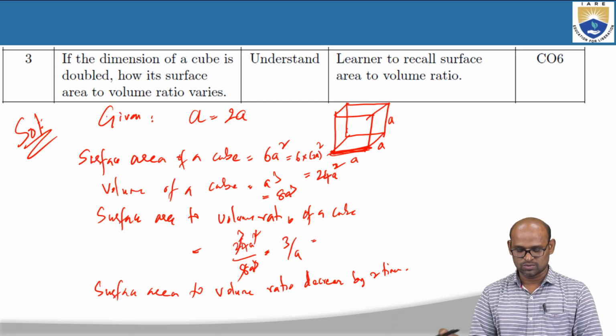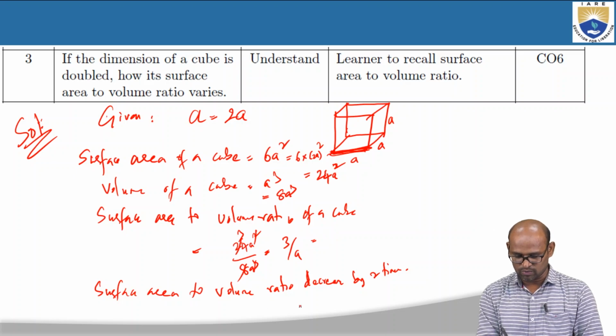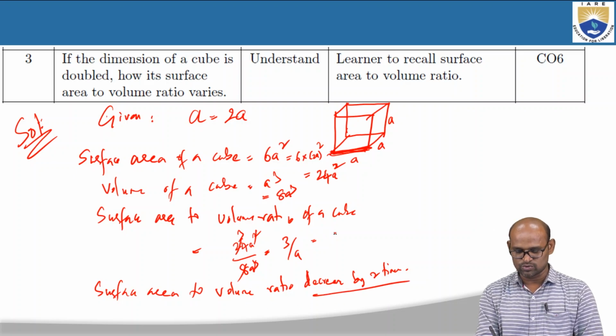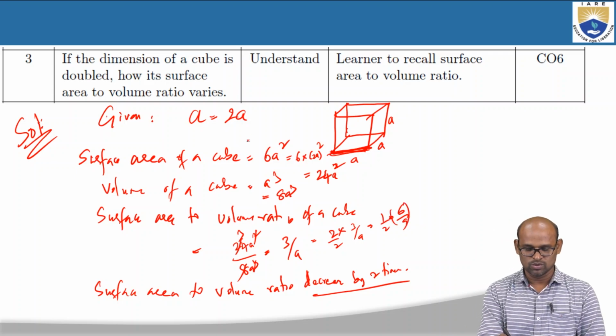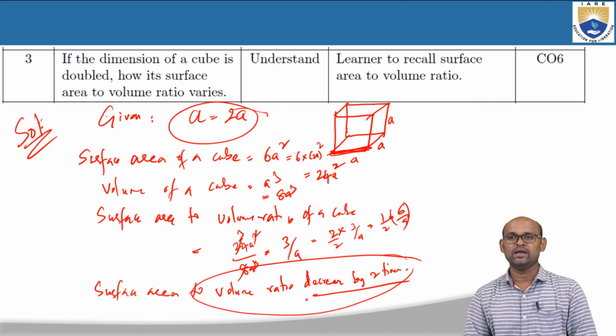So, this we can write by multiplying and dividing by 2. How to understand why it is decreased by 2? You can multiply by 2 and divide it by 2. Then what we will have here? 1 by 2 into 6 by a. That is why it decreased by 2 times. So, when the dimension is doubled, the surface area to volume ratio decreases by 2 times.